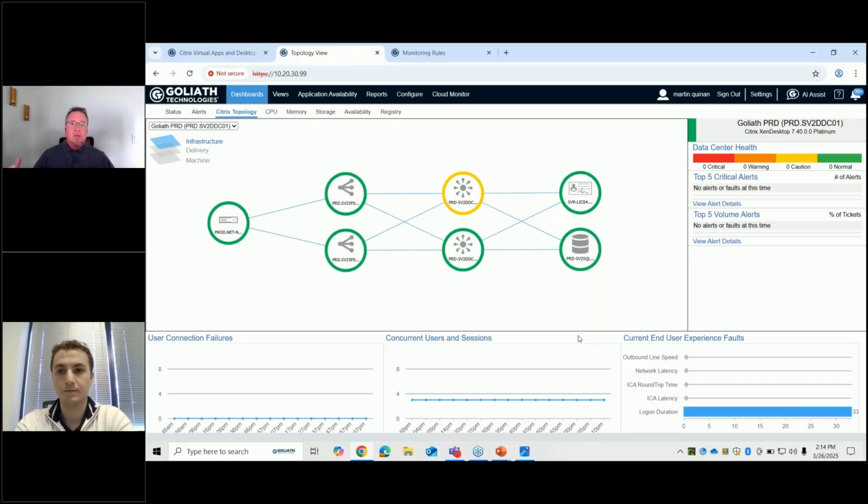You'll see what the reports look like. You'll see what the things that it's checking for. And again, the ability to sort of understand proactively what's happening in the performance and optimization of your Citrix environment. So with that, Martin, I'm going to go ahead and pass it over to you.